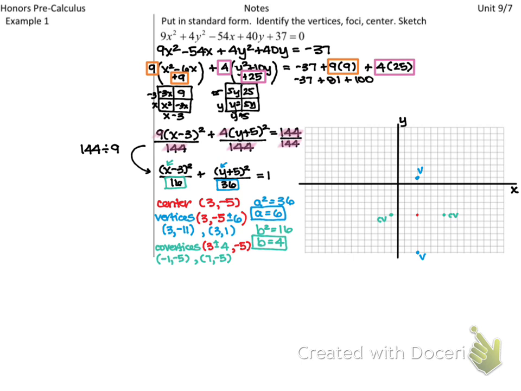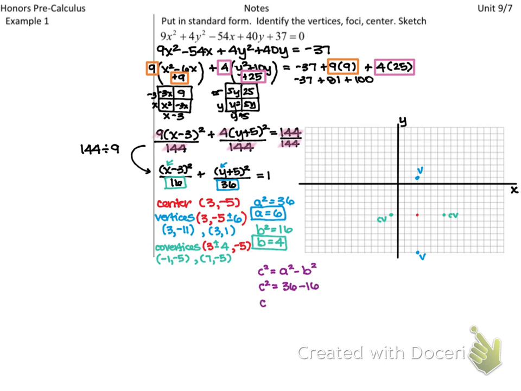Okay, the next thing I need to do is I need to find where the location of the foci is. Remember, we want to be inside. So to be inside, what I'm going to do is I'm going to take c squared. We might have to do a little bit of work to get c itself, but not a ton of work. I know that c squared is going to be a squared minus b squared. Well, a squared and b squared come directly from the equation. So a squared I already identified as 36. B squared I already identified as 16.